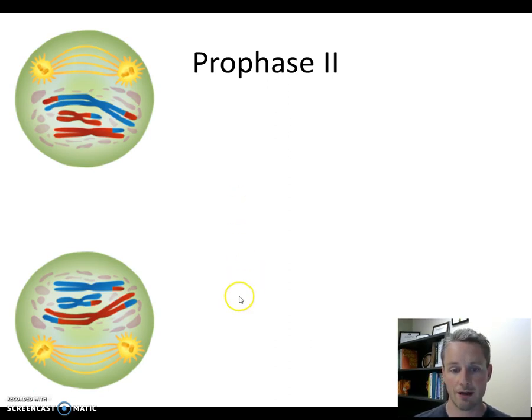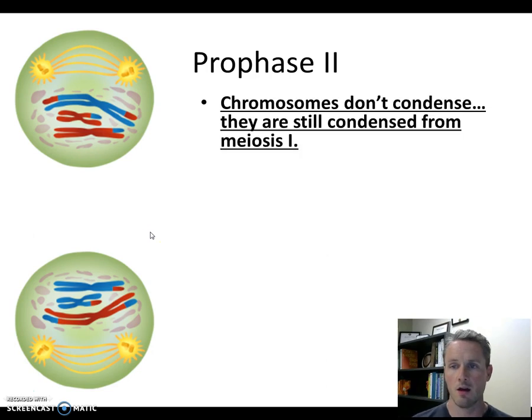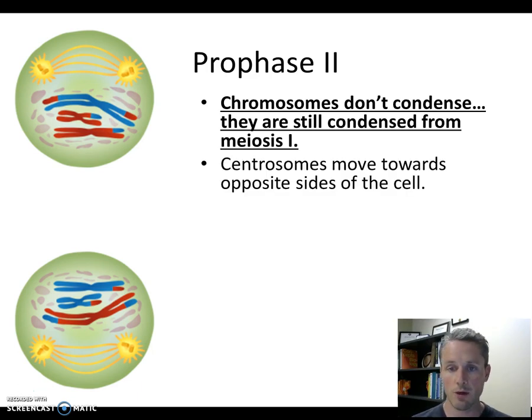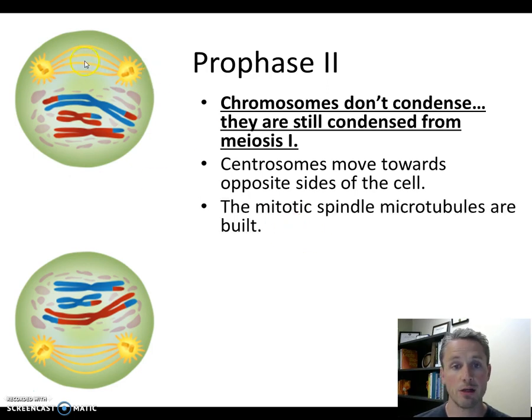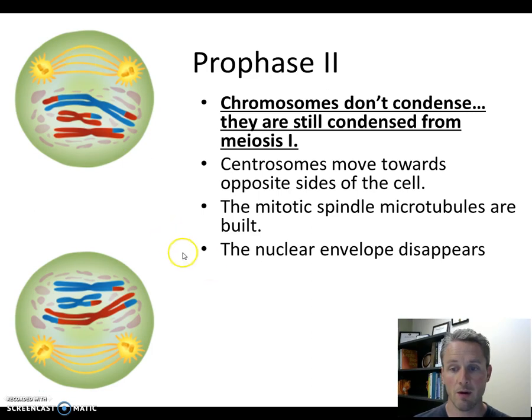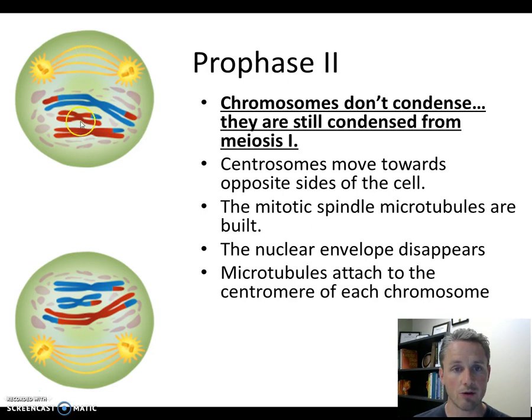So prophase II is going to happen in both of the cells that we've made during meiosis 1. We don't need to condense the chromosomes again because they're still condensed from meiosis 1. But we do need to move the centrosomes apart. We need to build the mitotic spindle, and we need to remove the nuclear envelope so that we can attach those microtubules to the centromeres of the chromosomes. So this is almost identical to mitosis, except we don't need to condense the chromosomes because they're already condensed.